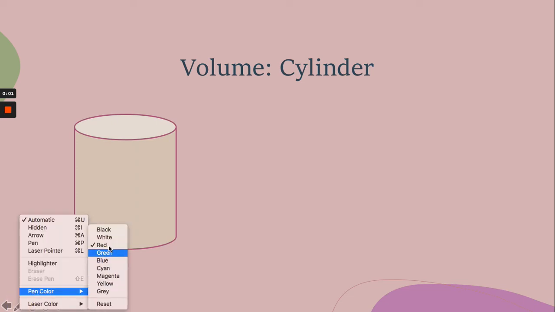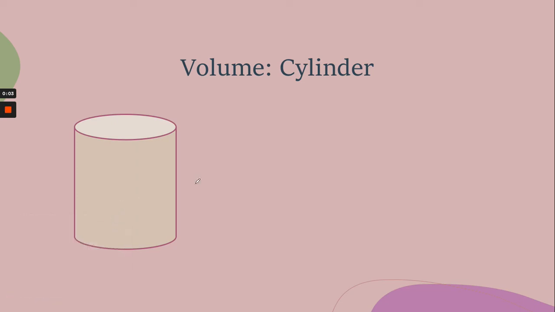Volume for a cylinder. On your formula chart, for a cylinder, it's V equals capital B times H. The most important thing is to know what your variables represent. So, here's my cylinder. My bases are the circles. For this example, my bases are on the bottom and the top.